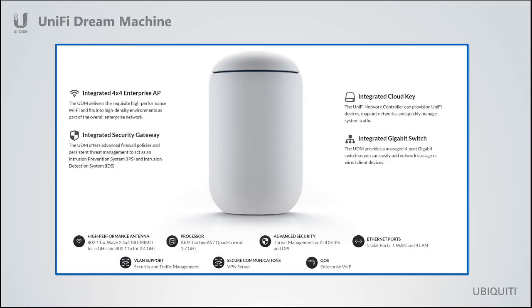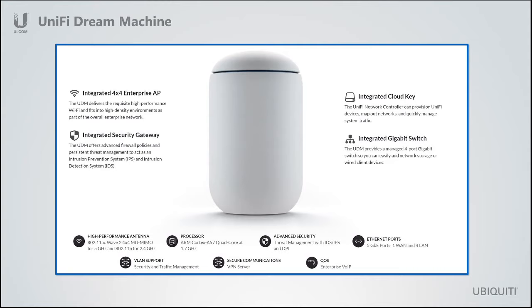One of our newest products here is the UniFi Dream Machine. It's one of our latest products, and it's been a very popular product recently. As you've seen earlier, we've had access points, switches, security gateways, and the Cloud Key controller. What the UniFi Dream Machine does is combine all four of those devices into one product. It's a small router which has an integrated security gateway, so it offers advanced firewall policies and threat management.